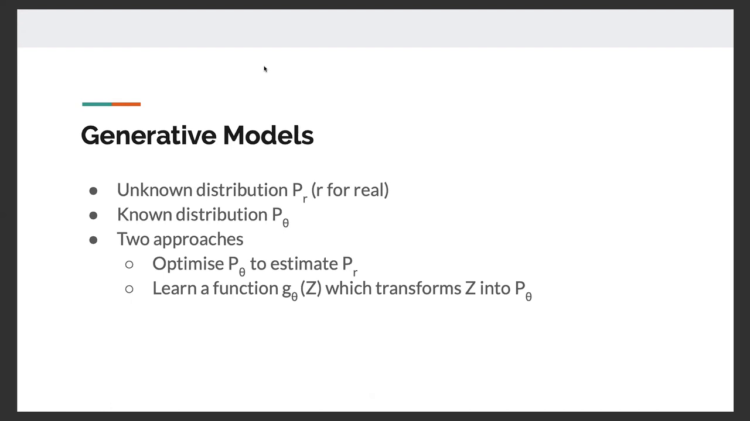For generative models, the purpose is this: there is an unknown distribution called P_r, and we also have a known distribution called P_theta, and we want to make our P_theta get as close as possible to P_r, which is the real distribution. There are two approaches to do this. The first one is to optimize P_theta to estimate P_r. The second one is to learn a function g_theta(d), which can transform the d here into P_theta.